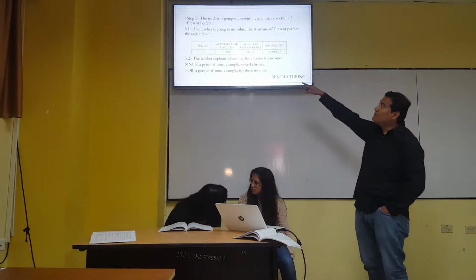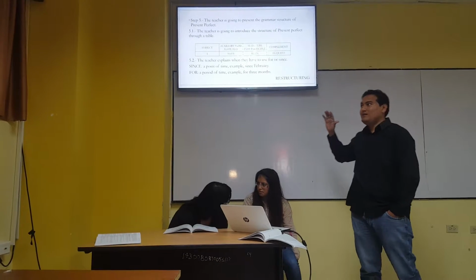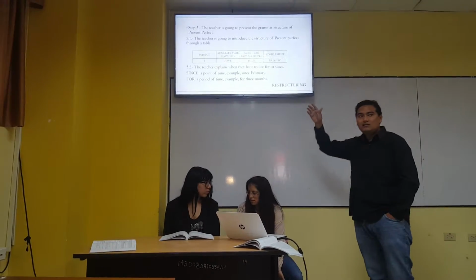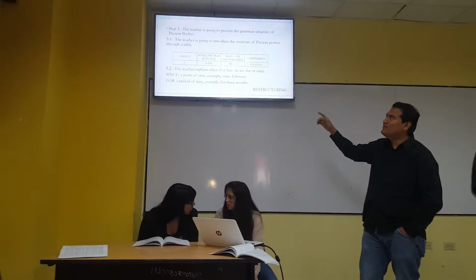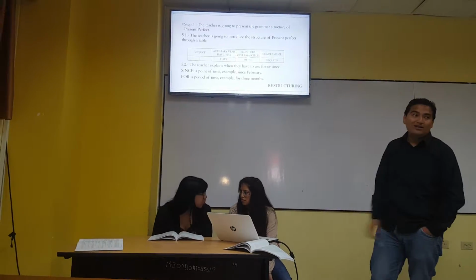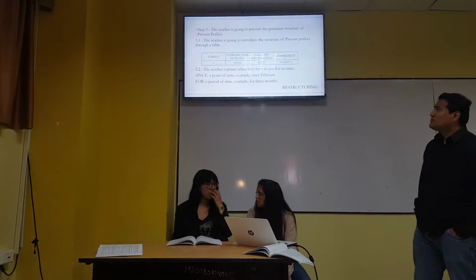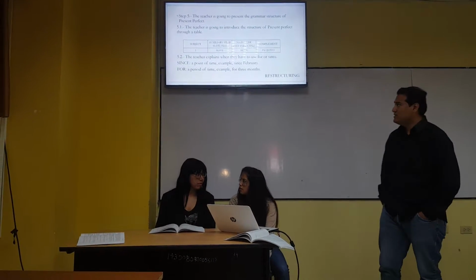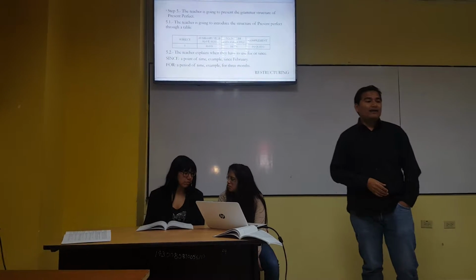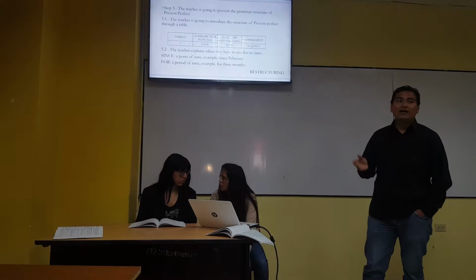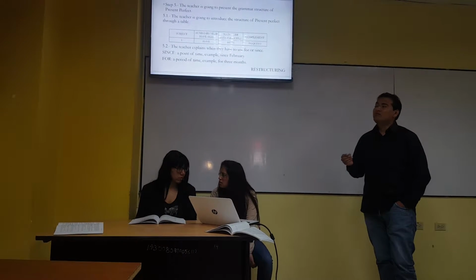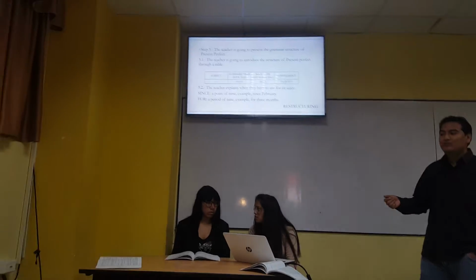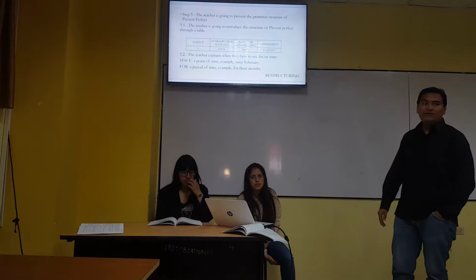In step 5.1, the teacher is going to introduce the structure of present perfect through a table, separated by parts of the structure of the sentence. That is subject, auxiliary verb, in this case have or has for present perfect, the main verb in past participle, and the complement that is going to complete the sentence.